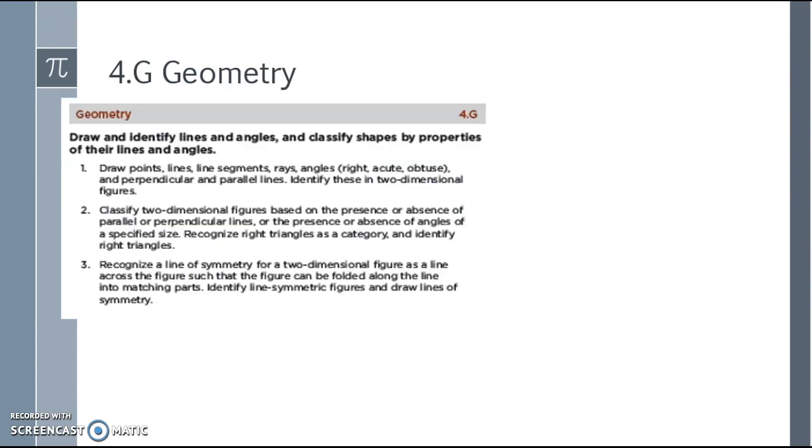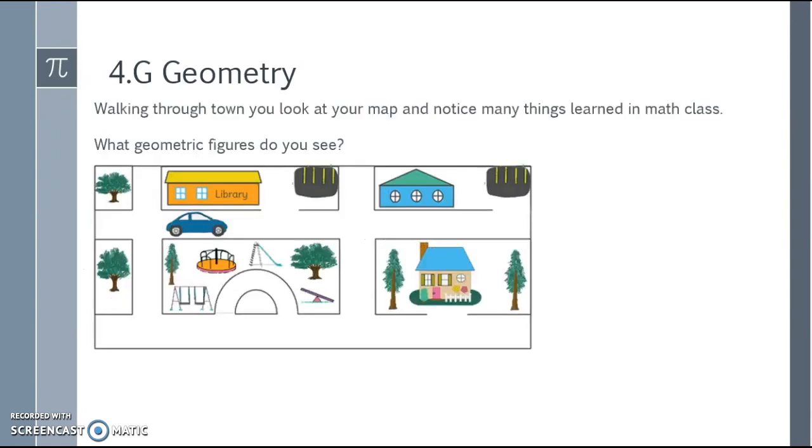Moving on to geometry. We need to be able to draw points, lines, line segments, classify 2D figures based on parallel or perpendicular lines, and recognize lines of symmetry. Walking through town, you look at your map and notice many things learned in math class. Take a moment to pause and identify the geometric figures that you see.